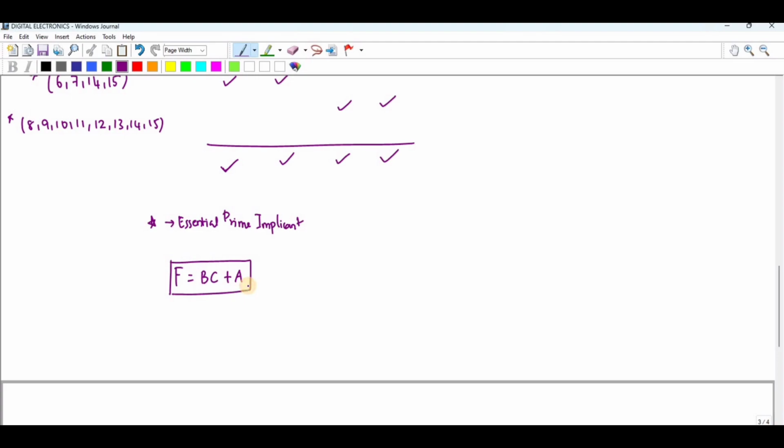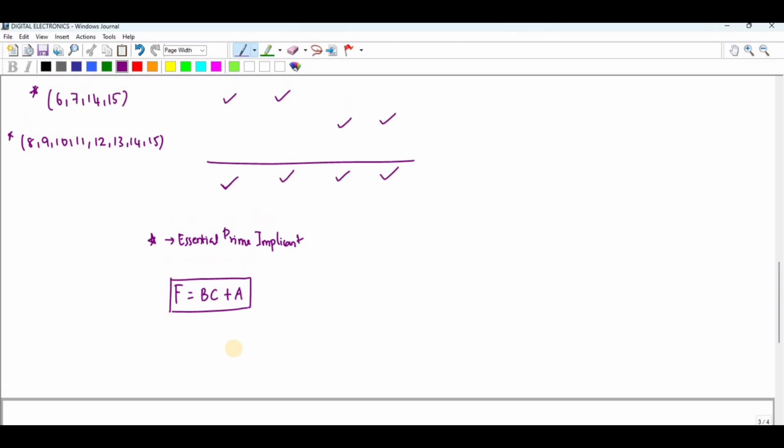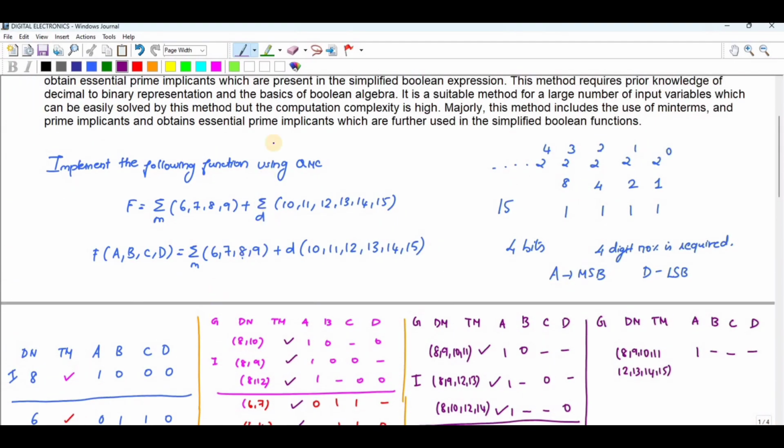So I can cross verify with the help of a K-map. You have to cross verify this entire equation with respect to a K-map.